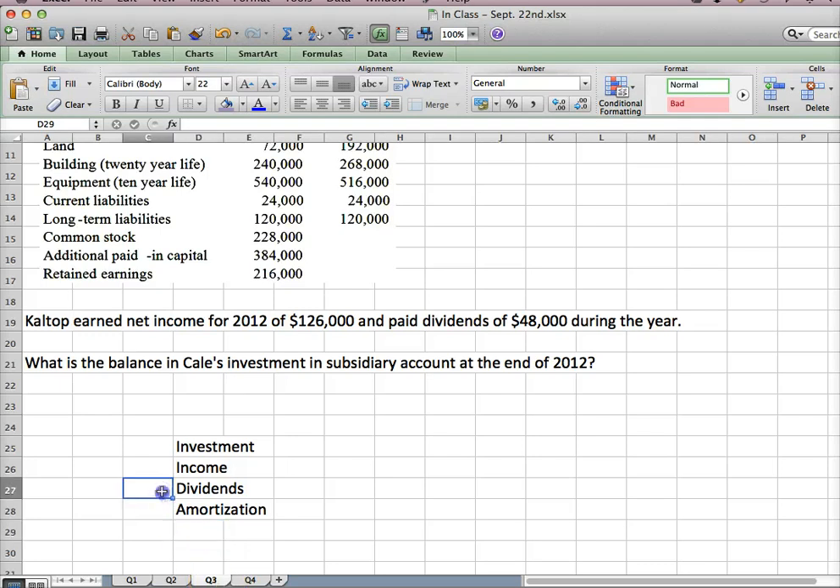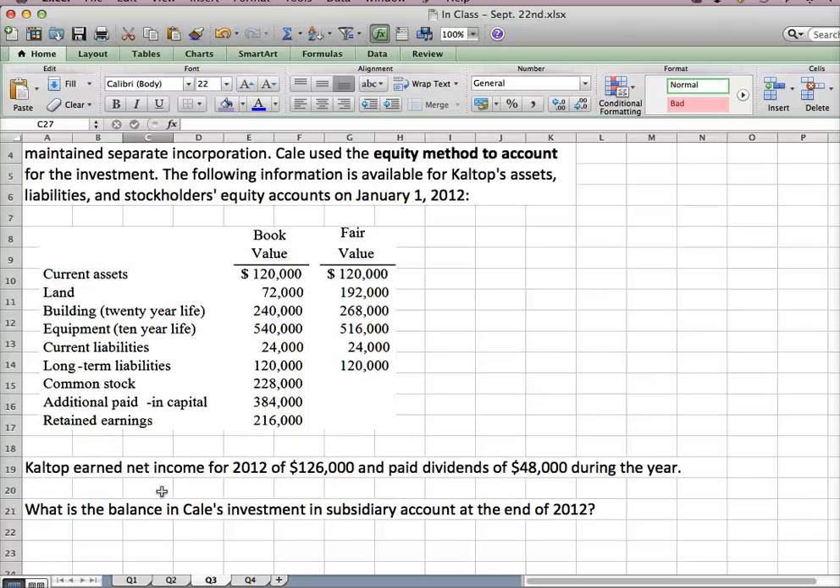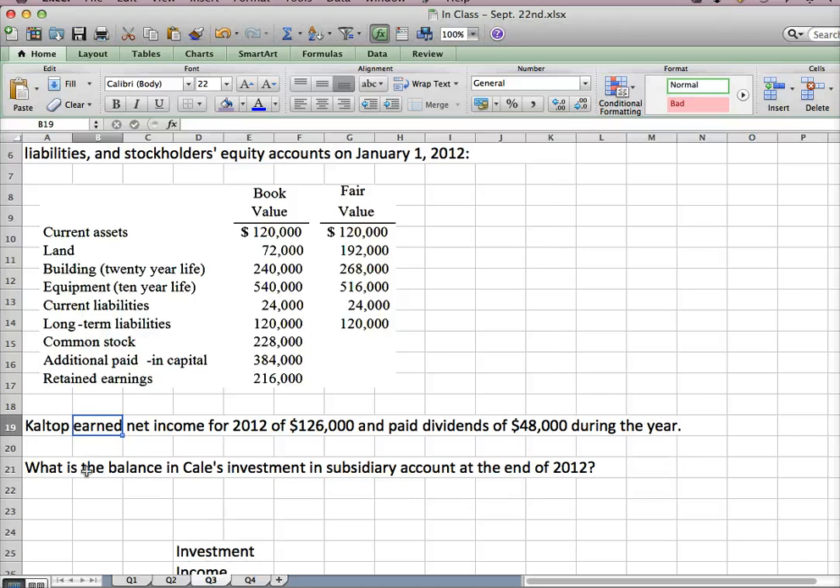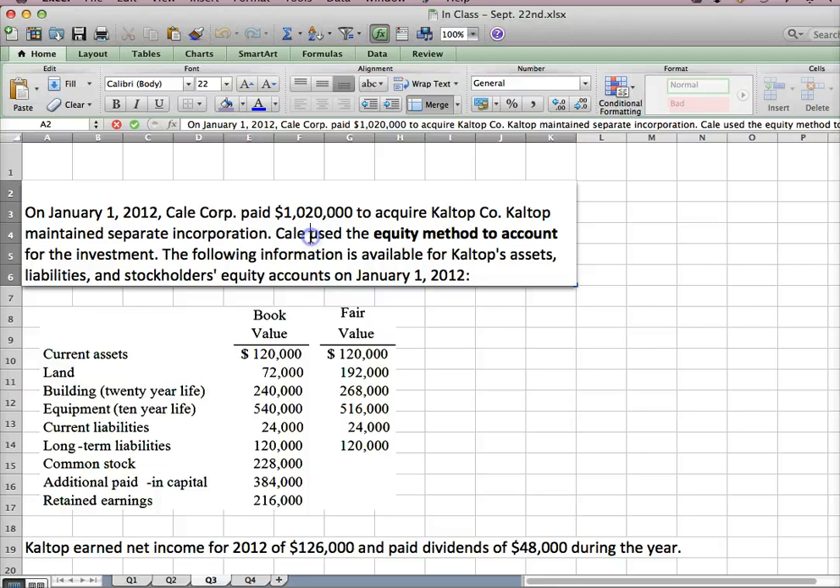Now moving on to the next question. Same exact data, still with Kale and Caltop, and the question is asking what is the balance in Kale's investment in subsidiary account at the end of 2012. So same exact data, but just asking what is the amount of the investment account at the end of the year. Now the first question is, what method are they using? And they're using the equity method.